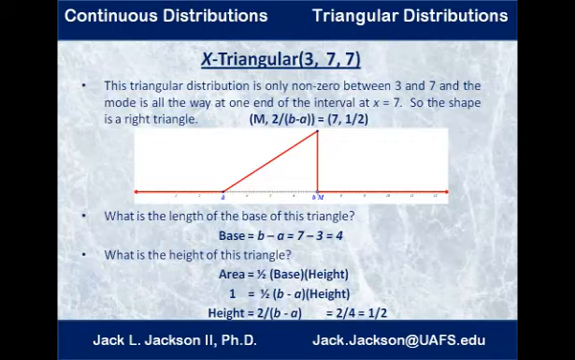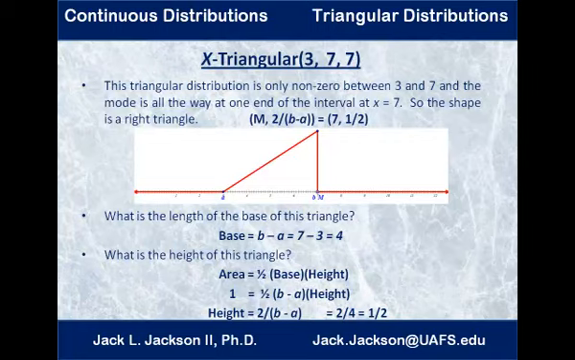And the base, we already figured it out, is b minus a. We can solve this for the height. Multiply both sides of that equation by 2, and divide both sides of the equation by b minus a, and we get the height is 2 over b minus a, or in this case 2 over 4, or 1/2. And so we know the coordinates of that point at the very top, that maximum point, are m, comma, 2 over b minus a. So in this case 7, comma, 1/2.